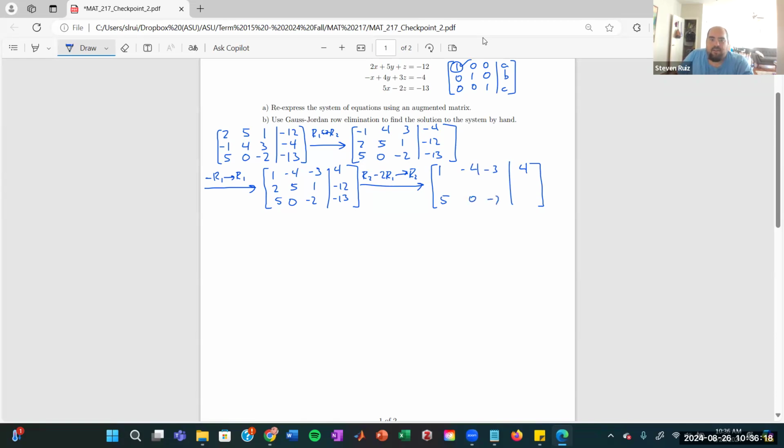5, 0, -2, -13. All right. So row 2 minus 2 of row 1. 2 minus 2 times 1. That's going to be 0. That was the whole reason we did this exact operation. 5 minus -8 is going to be 13. 1 minus -6 is going to be 7. And then -12 minus 8 is going to be -20.